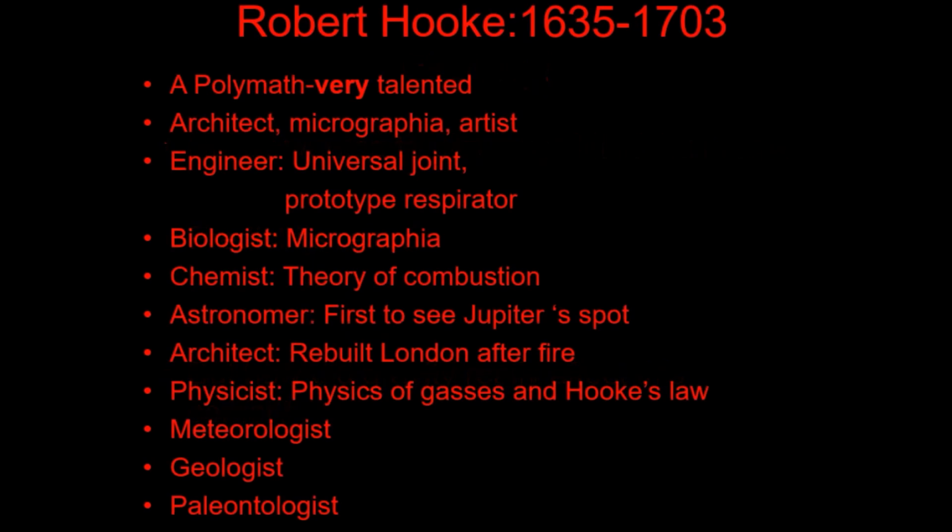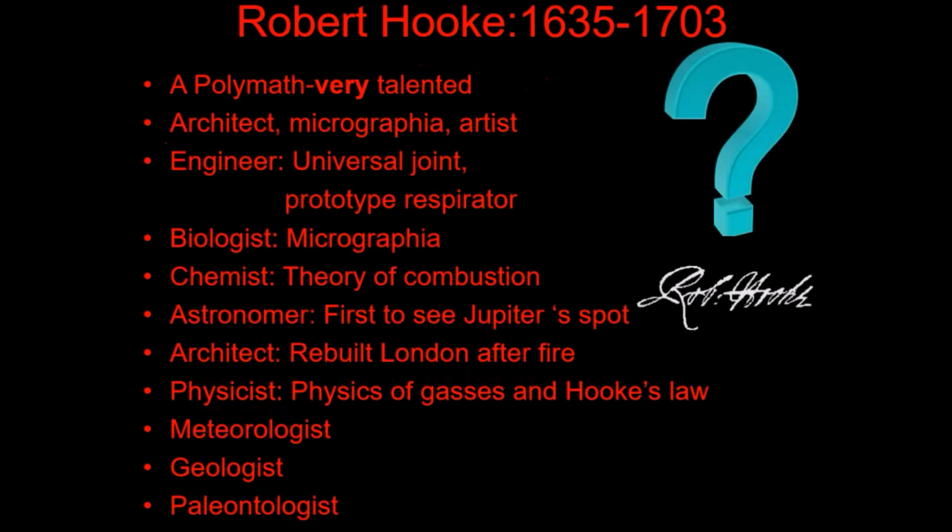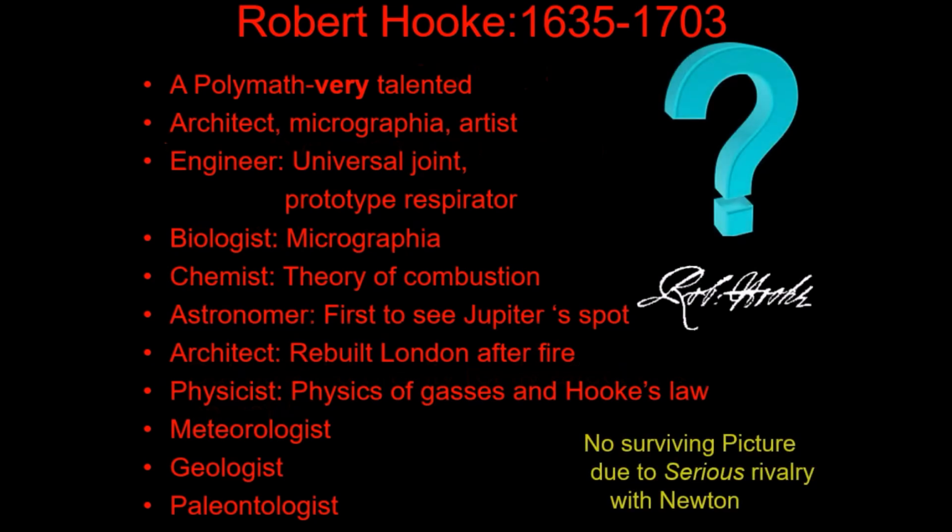And so, Halley talked to one of the foremost scientists of the day, Robert Hooke, and Robert Hooke was a proponent of a 1 over r squared theory of gravity. Again, Robert Hooke is another extremely talented man, and he did just about everything. He was an architect, invented microscopes, he made a universal joint, he came up with a prototype respirator, which I think we can probably thank him for in this day and age. He was a biologist and came up with a lot of microscope slides and a lot of microscope work of very small creatures. Chemist, looked at theory of combustion, was the first to see what Jupiter's red spot looked like, and rebuilt London after the fire of London.